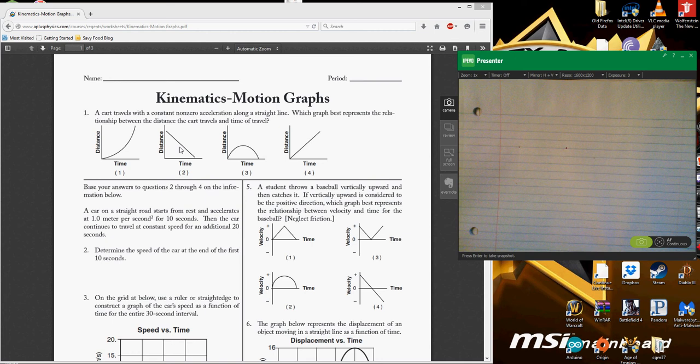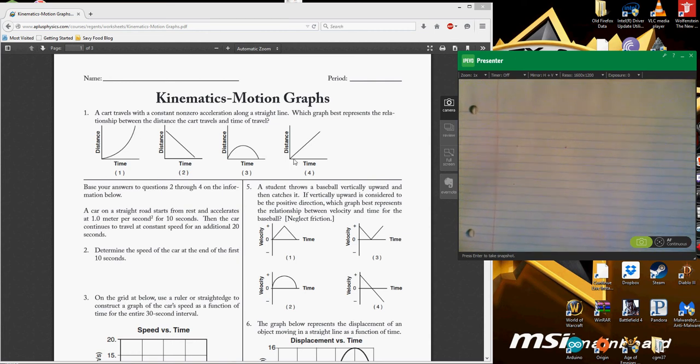So if we have a car which travels with a constant non-zero acceleration, meaning that it is not at zero, it has acceleration, along a straight line, which graph best represents the relationship between the distance the car travels and the time of travel? So this means that velocity is going to increase because there is an acceleration that is constant. If acceleration is constant, that means it's going to be number 4 because it's not getting faster and faster.